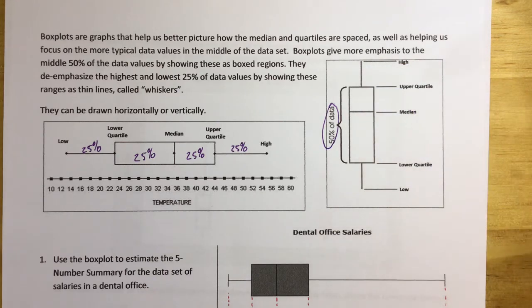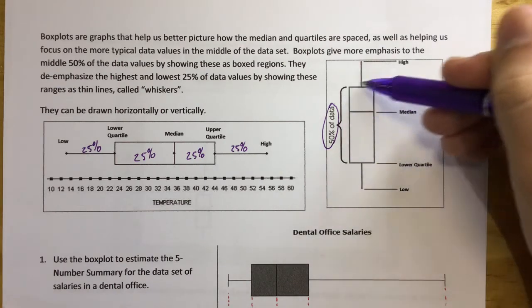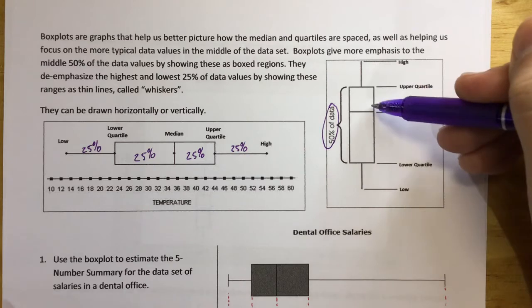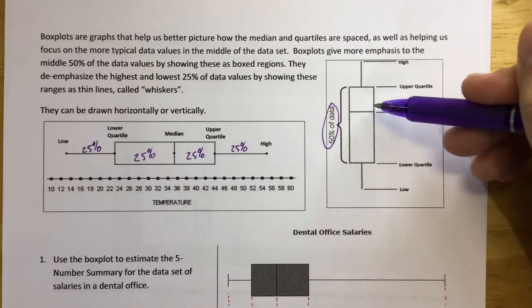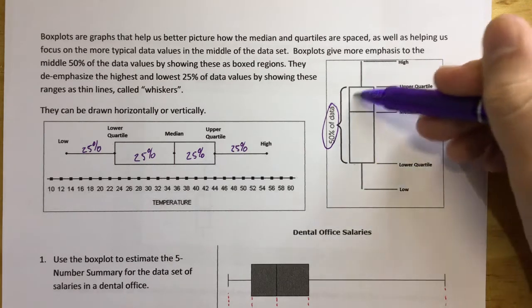But if you just grab the quartiles that are right around it, you get this neat sort of thing here: within this box is 50% of the data. Half of the data in the middle is in this area.